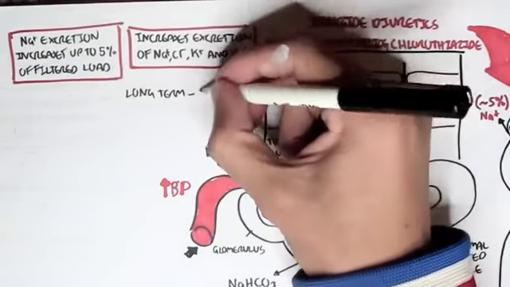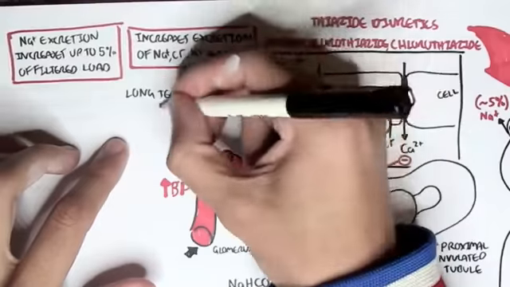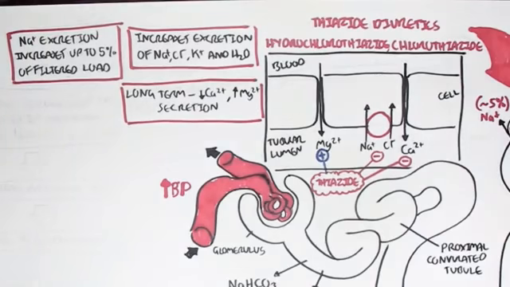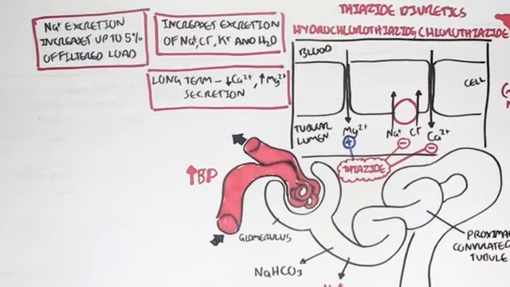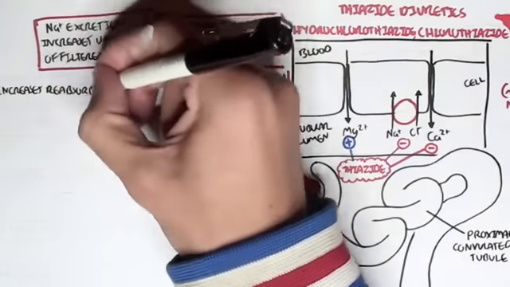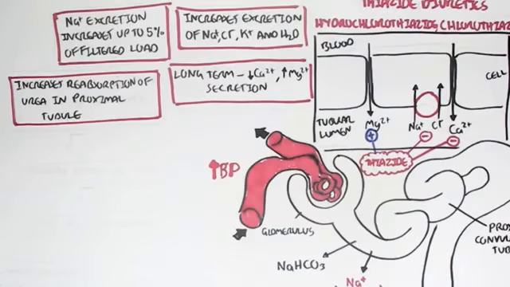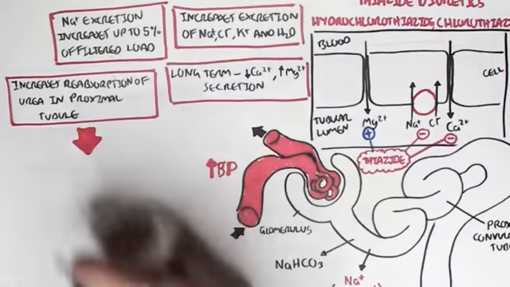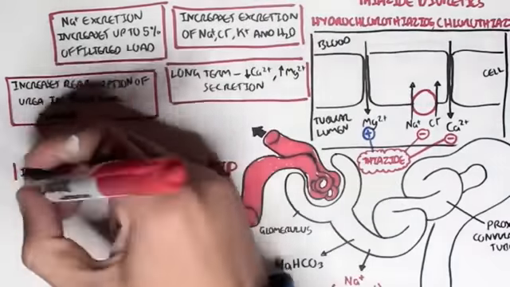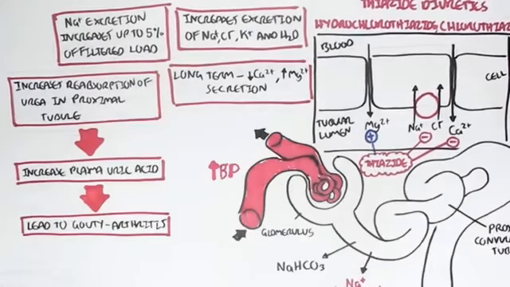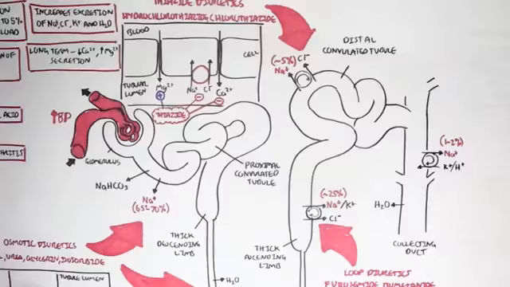In the long term, it will decrease the secretion of calcium, but increase the secretion of magnesium. Very interestingly enough, thiazide diuretics increase the reabsorption, not the excretion, but the reabsorption of urea in the proximal convoluted tubules. If we increase the reabsorption of urea, this will increase plasma uric acid levels. And then if we have increased plasma uric acid levels, this might lead to gout, gouty arthritis, where it will accumulate within the joints and cause pain, etc.